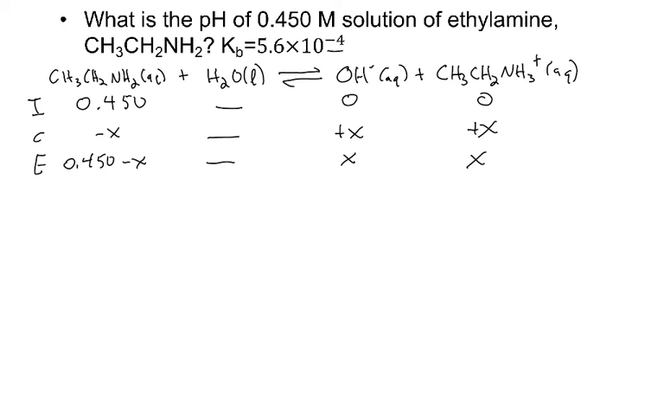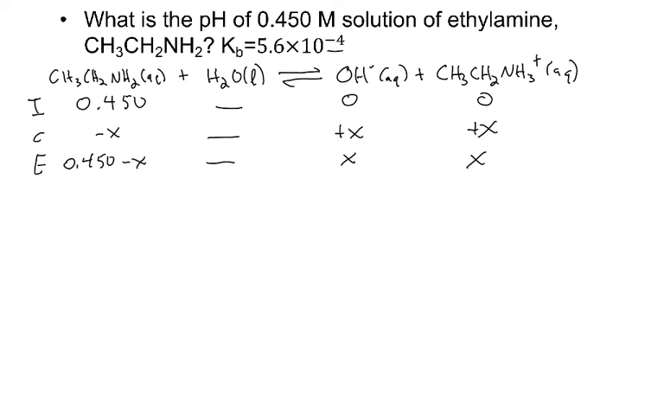all right. Now to find the pH, what I want to do is plug my equilibrium values into the KB expression. That will allow me to solve for X, which is going to be the hydroxide ion concentration. And once I know the hydroxide ion concentration, we know how to find the pH.